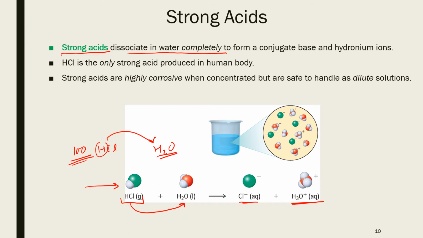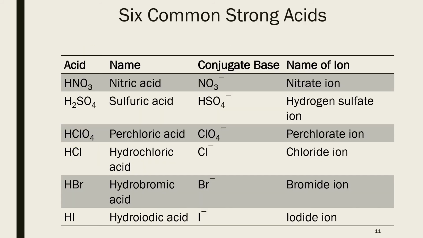HCl is the only strong acid produced in the human body, and it performs the function of food digestion. Strong acids are highly corrosive when concentrated, but they are safe to handle as dilute solutions. This table shows the names and formulas of 6 common strong acids.